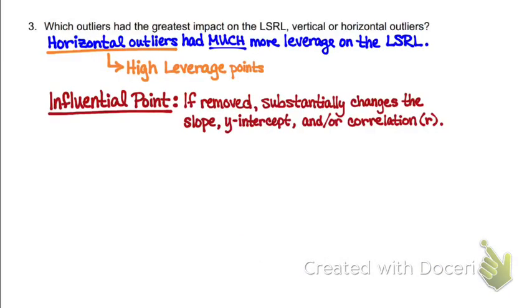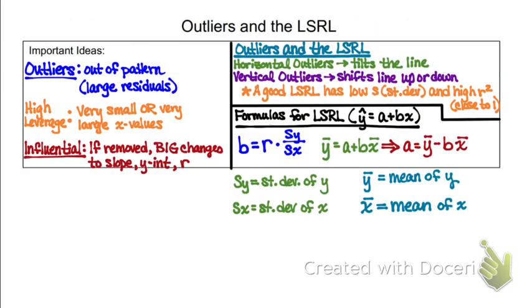All right. Back side of this page, page 16. Big ideas for today. Outliers are anything outside of my pattern, things that have large residuals. It is high leverage if it is a very small or a very large x value. Things in the horizontal direction are considered high leverage points. We consider it influential if when we remove it, there are big changes to the slope, the y-intercept, or r.